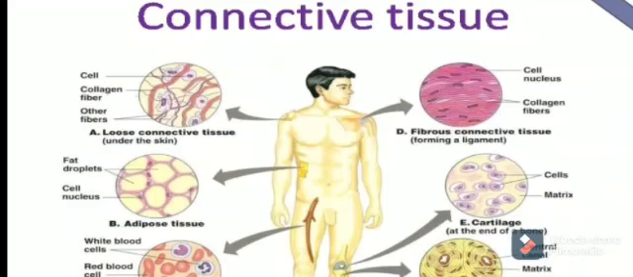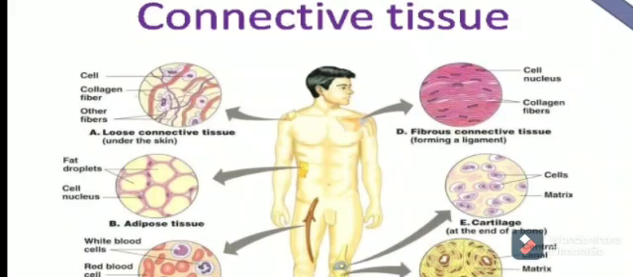Connective tissue. They are loosely bound cells present in an intercellular matrix. Connective tissues are fibrous in nature. They include blood, bone, ligament, cartilage, adipose tissues. These help in binding other tissues together. They also provide support to other tissues.